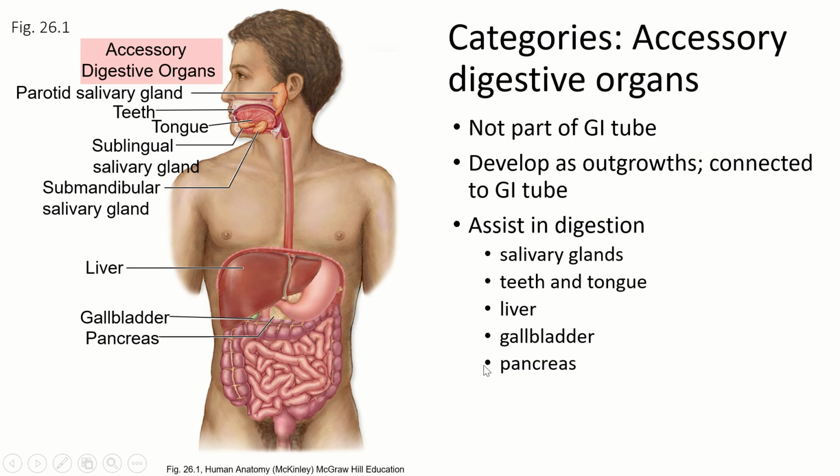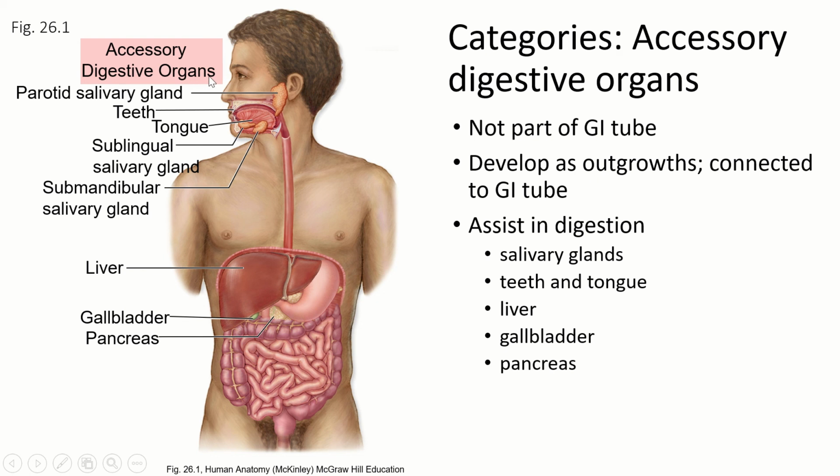All right, but moving on, let's talk about the accessory digestive organs. These are the structures that are going to help the actual GI tract do its job. These are not actually part of the gastrointestinal tract. They're not part of this tube that runs through the body. They develop as outgrowths and they're connected to it.